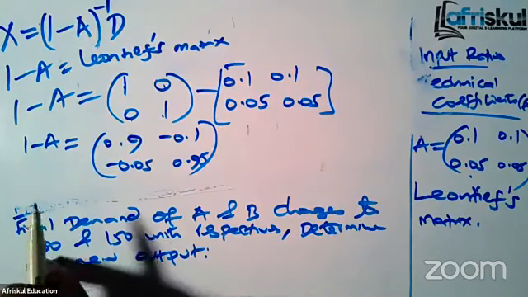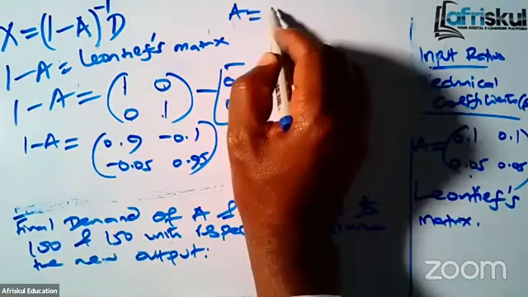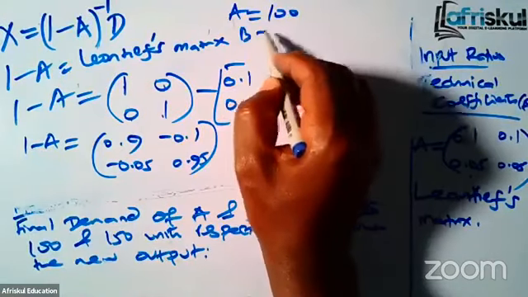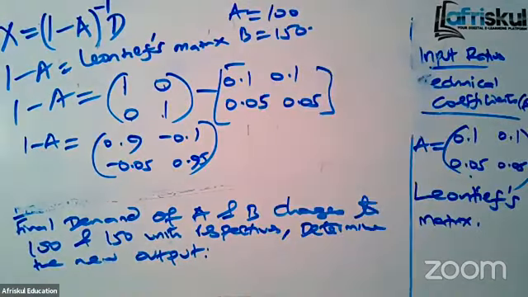So I don't want to forget these final demand figures. For A, the final demand is 100, and for B, it's 150. So please ask questions.